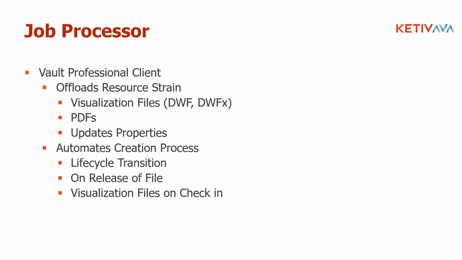That's something different about the job processor. Usually you set up a separate account just for the job processor that can make modifications in this release state. If you've ever tried to generate a visualization file for a released file in the past, you'll get an error saying you don't have adequate permissions. This is because, again, in released, usually you don't have those. And just like I mentioned earlier, visualization files on check-in offload those resources over to the job processor.